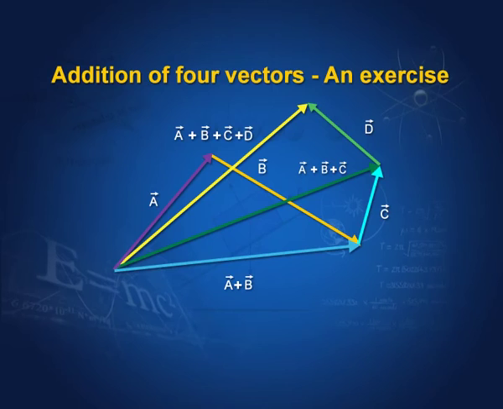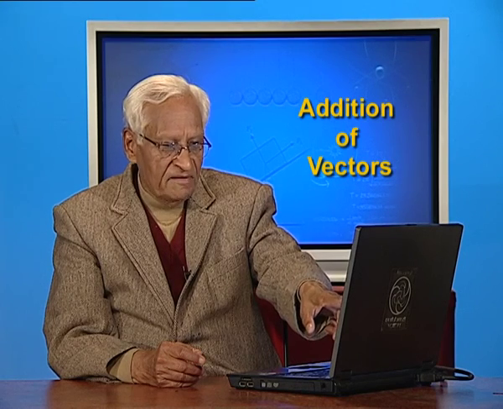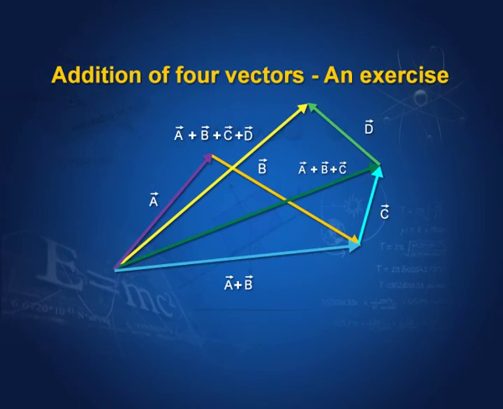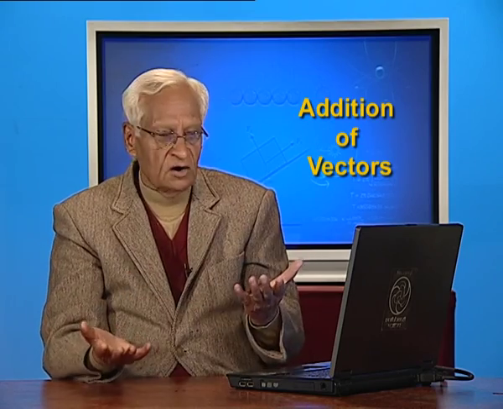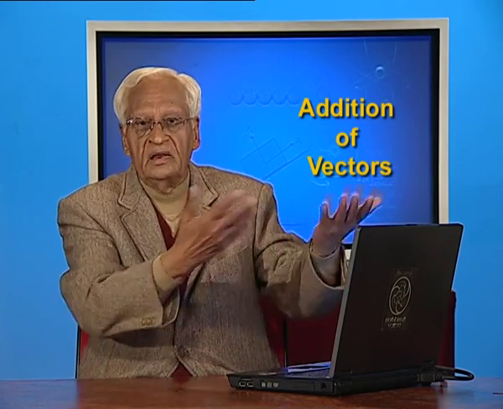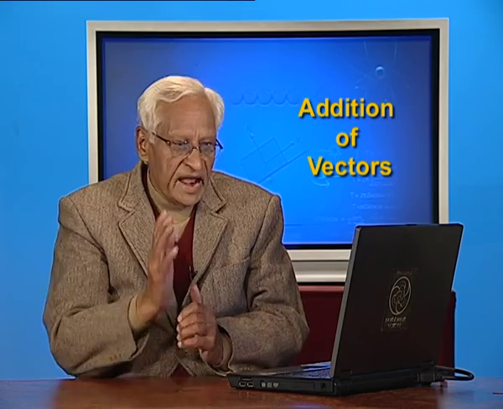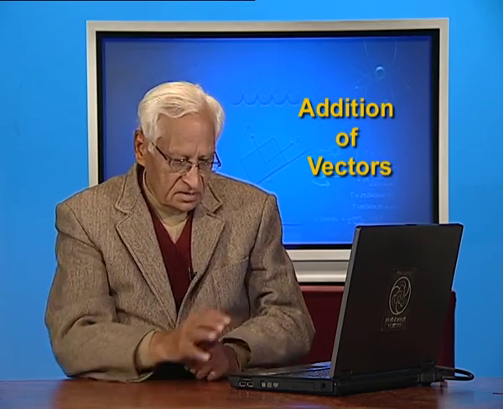You can extend the addition to four vectors, as I have shown here. You see, I have added A to B to get A plus B, and then I have added C to get A plus B plus C. Then I have added D to A plus B plus C to get the vector A plus B plus C plus D. As I have said earlier, order does not matter, you can do it in many different ways, but the end result would always be the same.